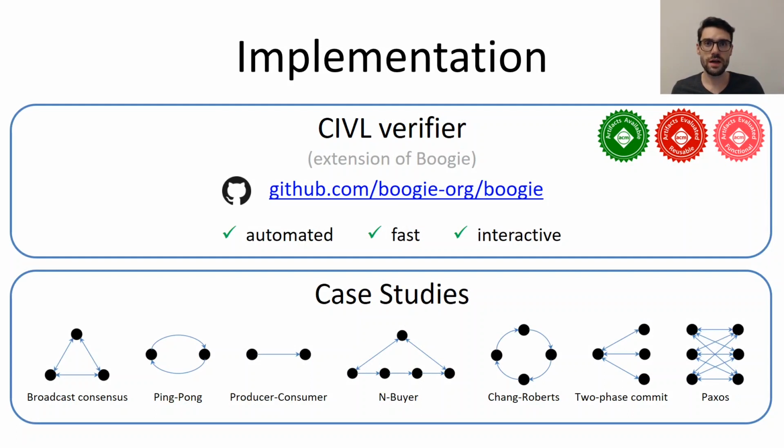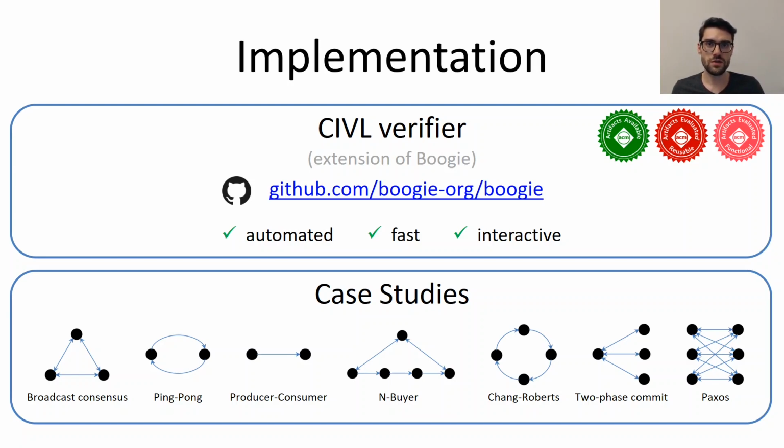We implemented inductive sequentialization inside CIVL, a refinement-based verifier for concurrent programs that is built on top of Boogie, a verifier for sequential programs. We used our implementation to demonstrate the effectiveness and broad applicability of inductive sequentialization by applying it to the case studies shown at the bottom of the slide. Across these examples, we see many synchronization mechanisms, network topologies, channel types, and correctness specifications.